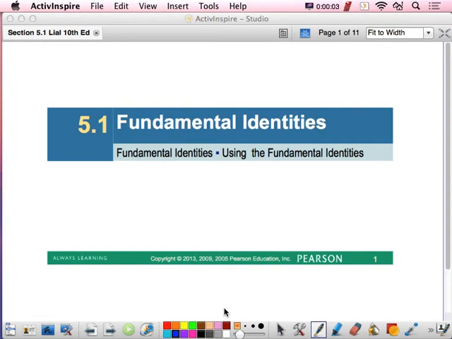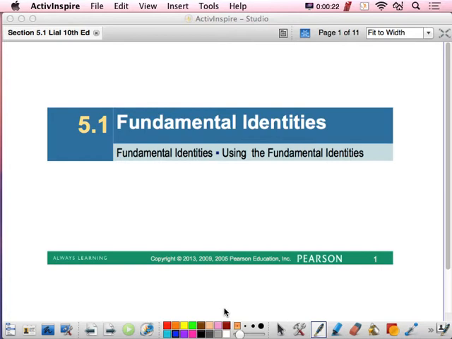Okay, we're going to start chapter 5. The first section deals with the fundamental identities. Technically, there should be nothing new in this section other than the negative angle identities. You've never seen those before. We're going to review all of those old identities, including reciprocal identities, Pythagorean identities, quotient identities.